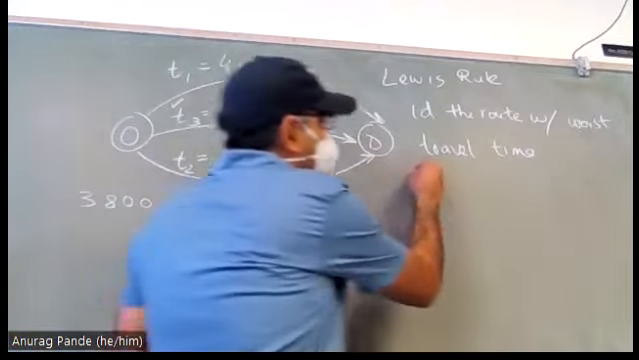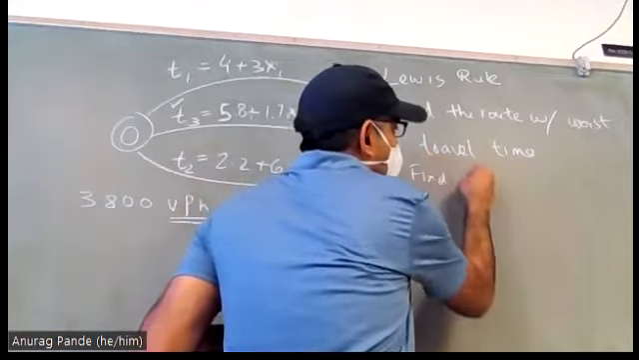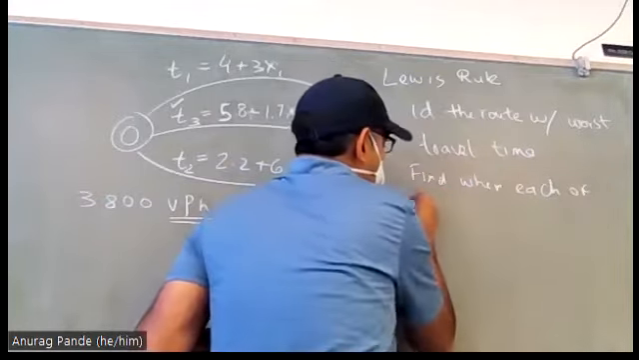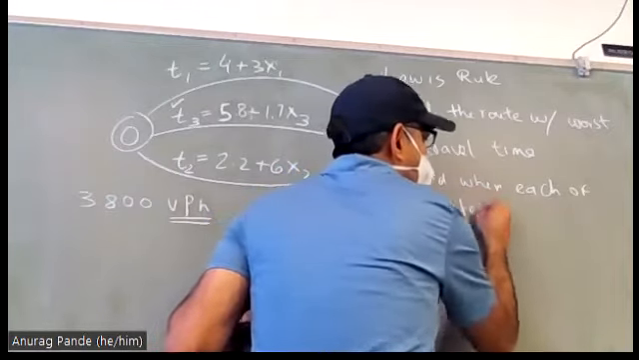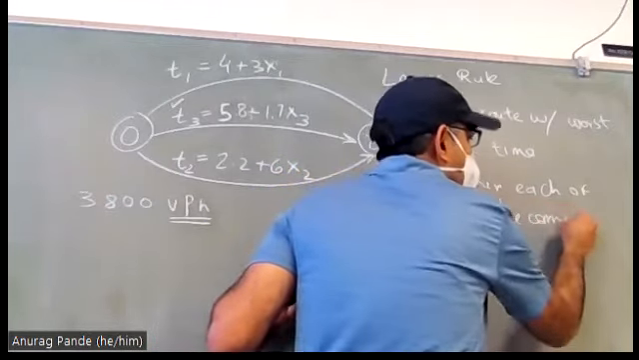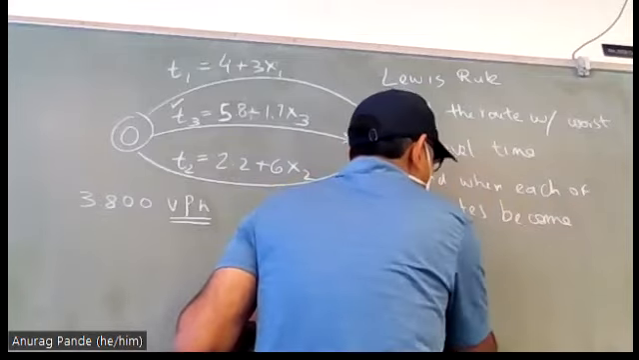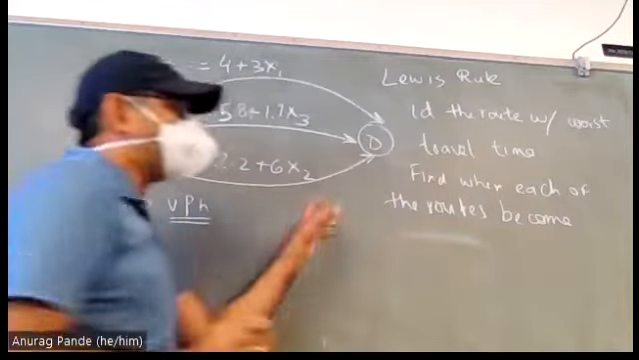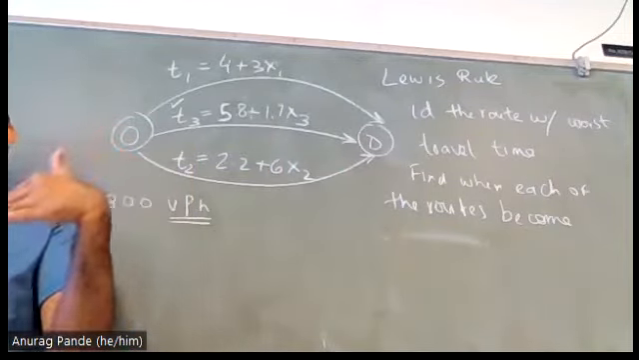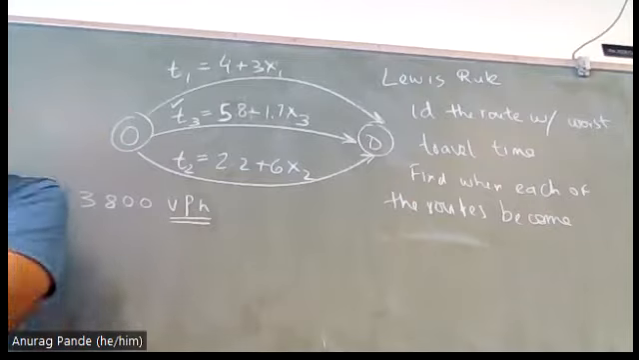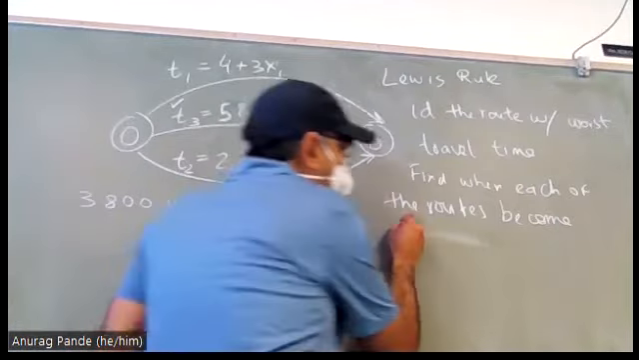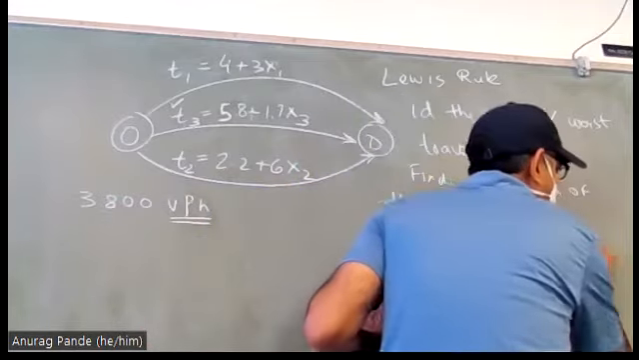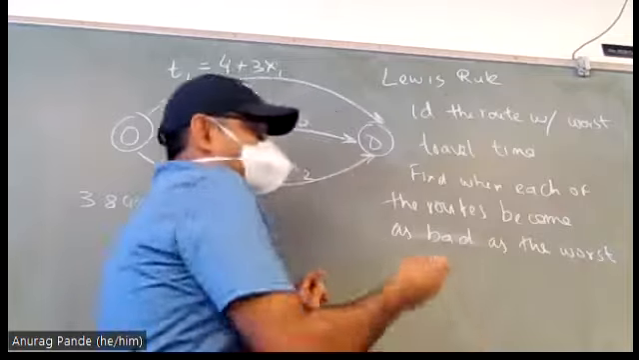So find when each of... I shouldn't say competitive, because when I'm saying competitive, I'm comparing that to the best route. So I should say as bad as the worst, right? As the worst route.